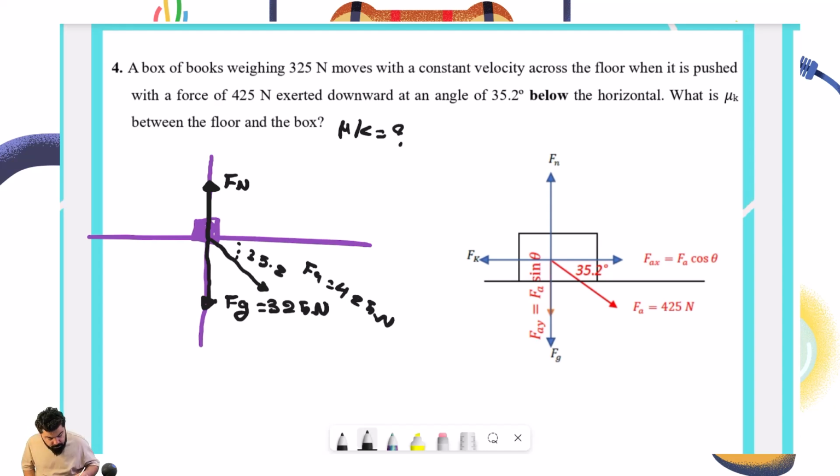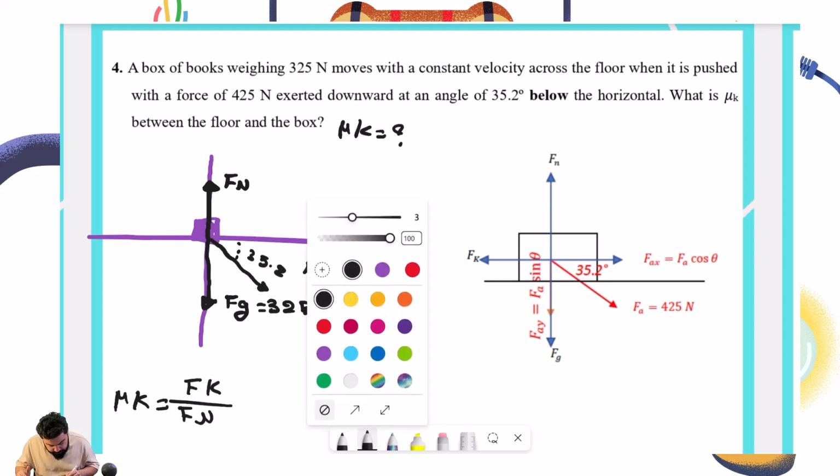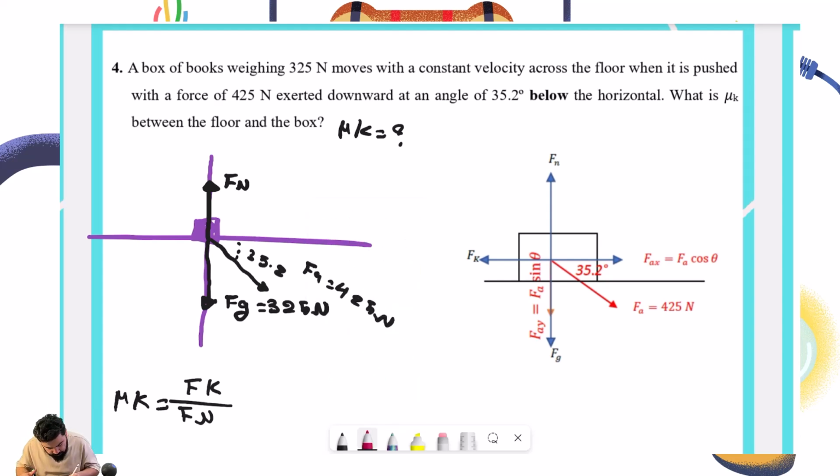Okay, so you know that mu k is equal to Fk divided by Fn. First find Fn and then find Fk. But be careful that this Fa is going to be what? This is going to be Fa cosine theta. And this one is going to be Fa sine theta. The object is moving to the right, so this is going to be Fk.